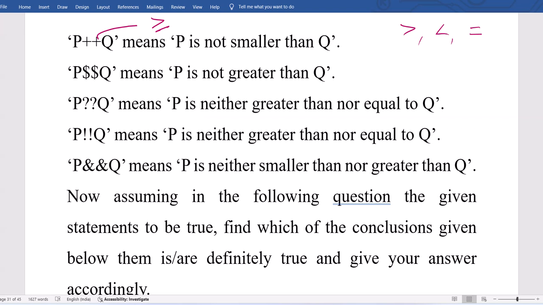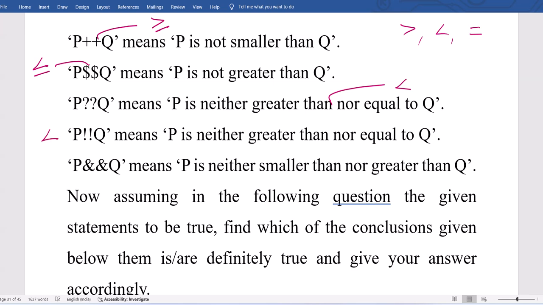They said what is dollar here? Not greater than, which means it can be less than or equal. Then question mark is neither greater nor equal, which means less than. Next one, exclamatory: neither greater nor equal means, okay, here both are less than only. Let it be.